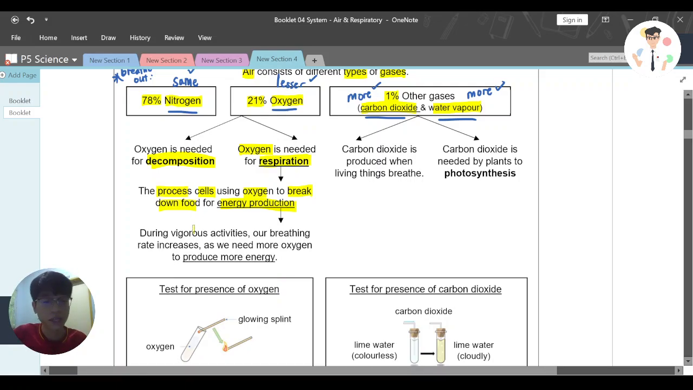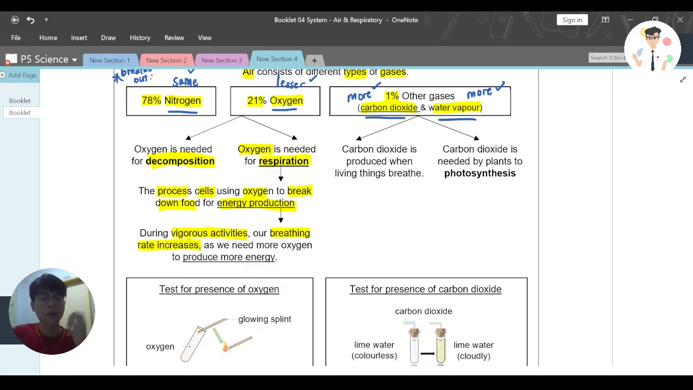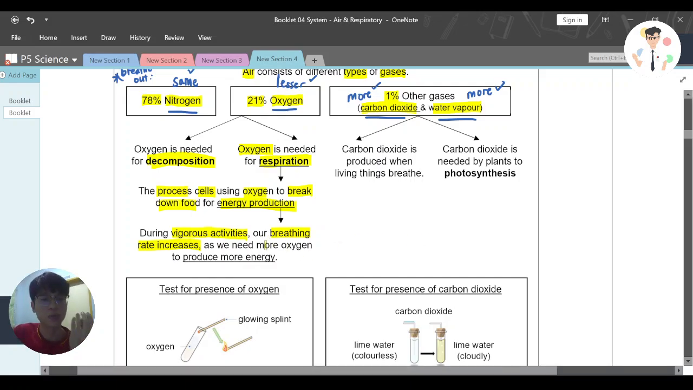Now, the next thing you should know is that during vigorous activity, for example, when we exercise or run, our breathing rate increases. When our breathing rate increases, you know that our heart rate increases also, right? And what's the reason for it? Because we need more oxygen to produce more energy. This part is very important, and it is closely linked to our booklet 3.